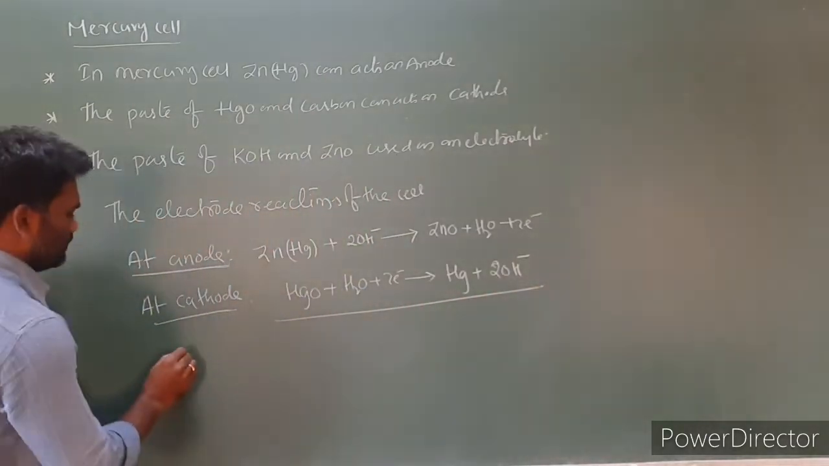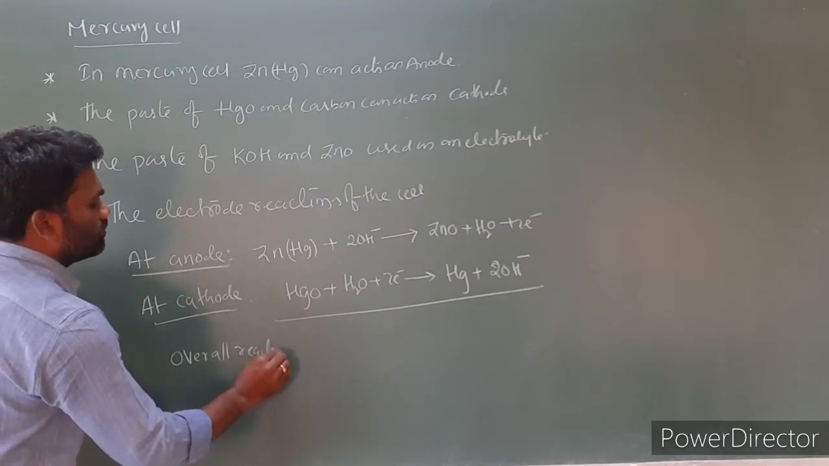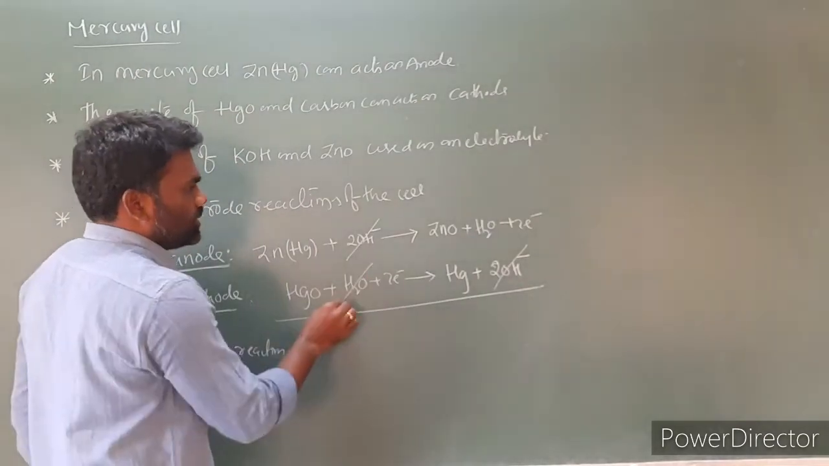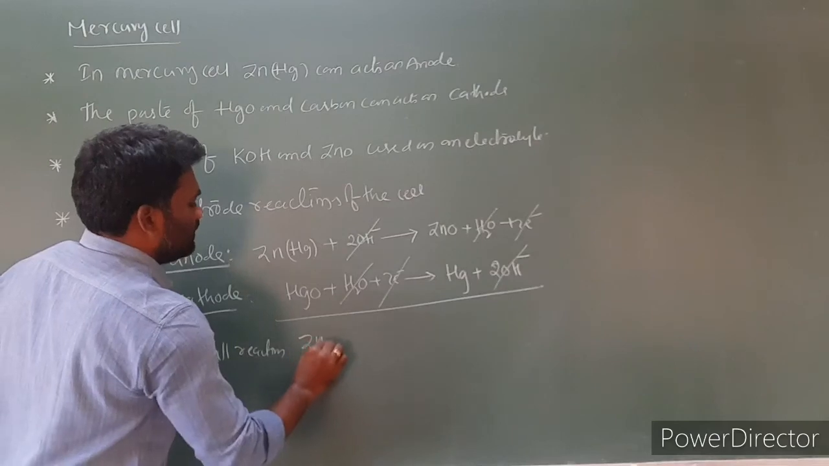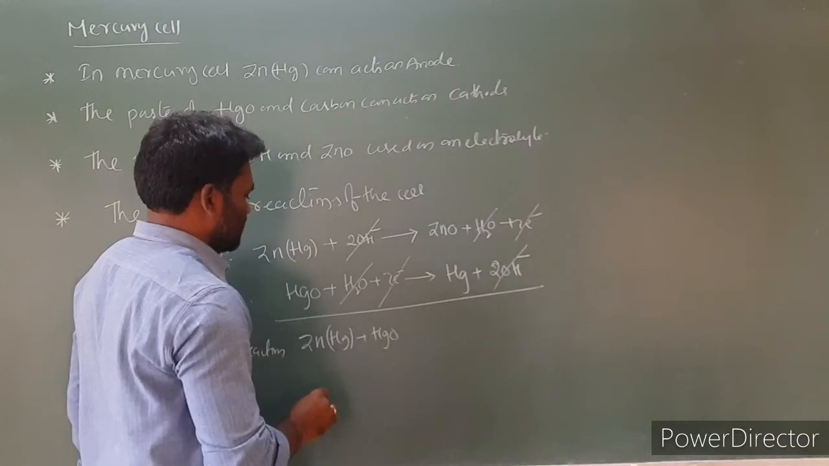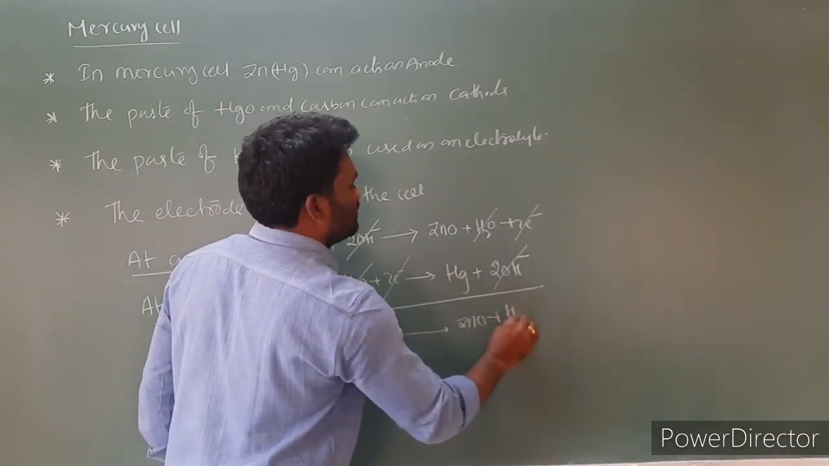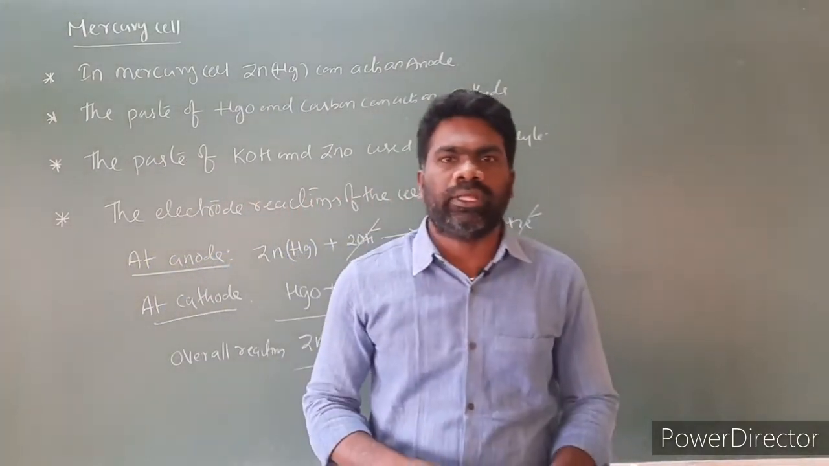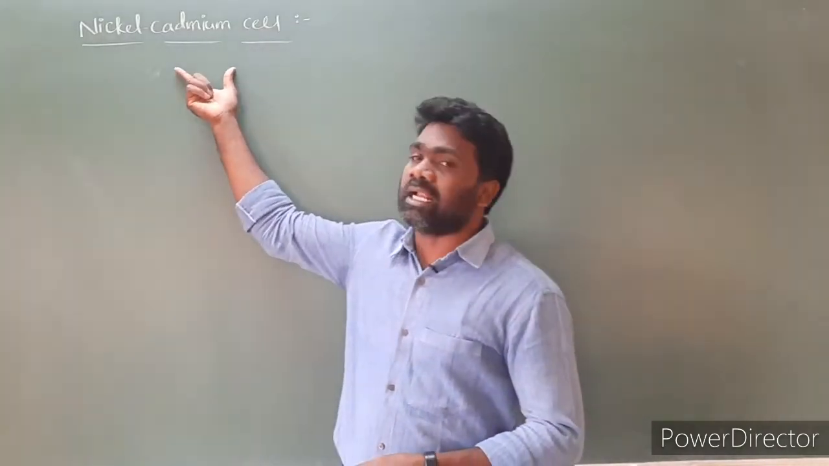Next, the overall reaction. The 2OH minus cancel, the H2O cancels, and the 2 electrons cancel. Then what we have is ZnHg plus HgO gives ZnO plus Hg. So this is the overall reaction for the mercury cell. Next, the nickel cadmium cell.